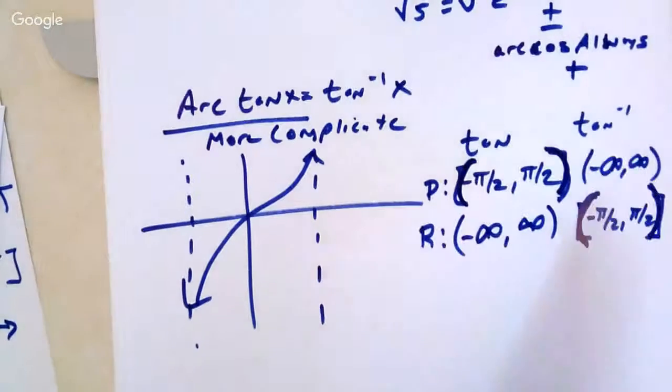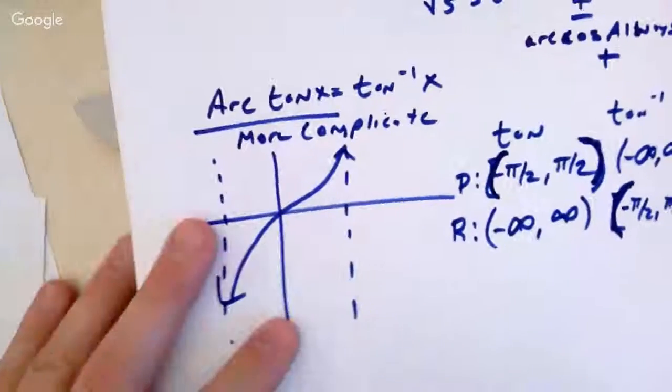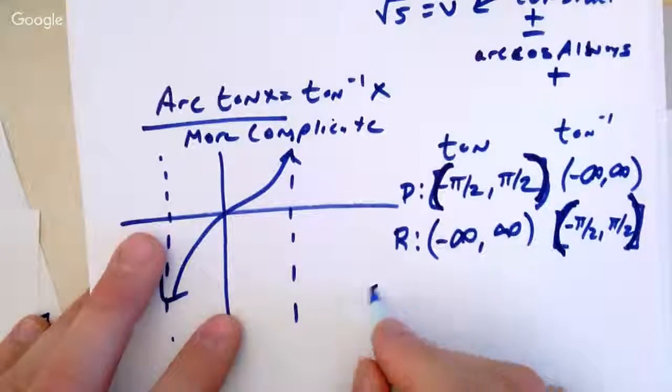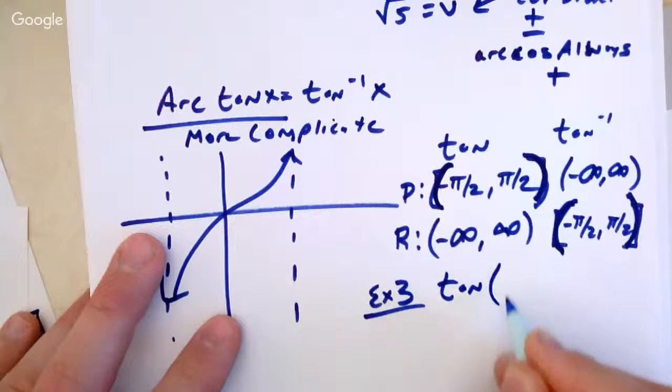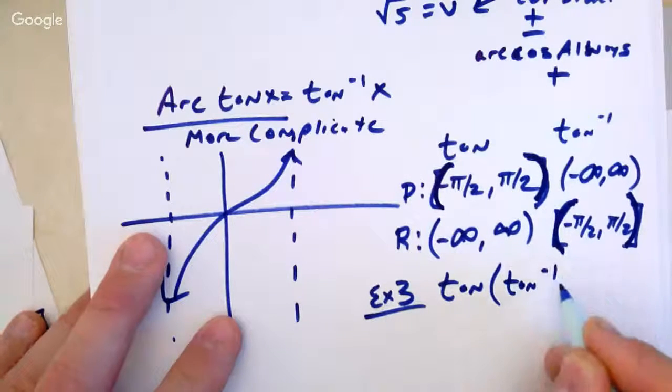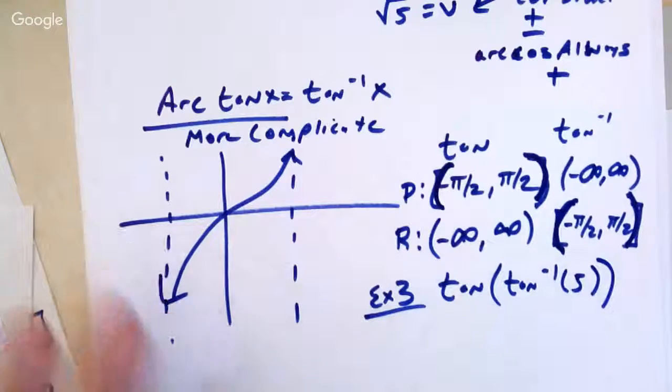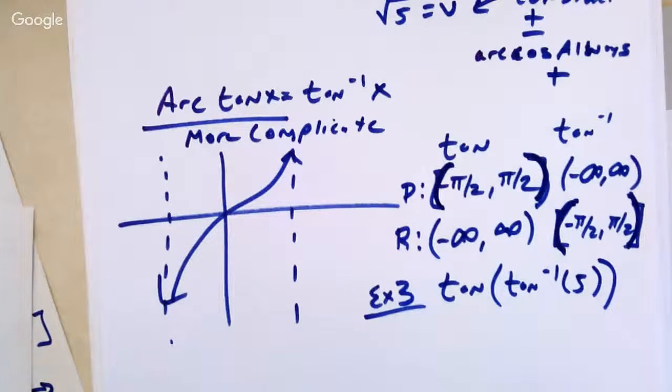So kind of odd. You can plug any number into tangent inverse, so let us take a peek. Let us go for example 3 here. Let's go for the tangent of the tangent inverse of 5. The tangent of the tangent inverse of 5.